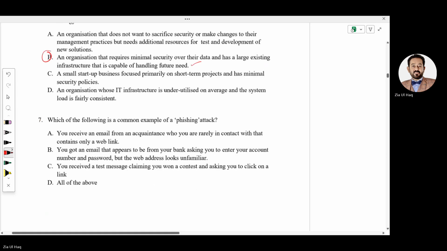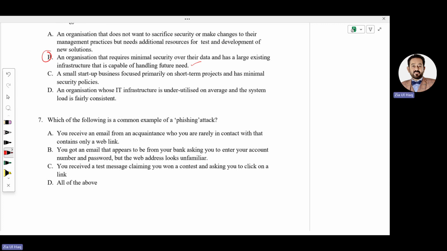Number 7. Can you answer number 7? B or D? No, C.